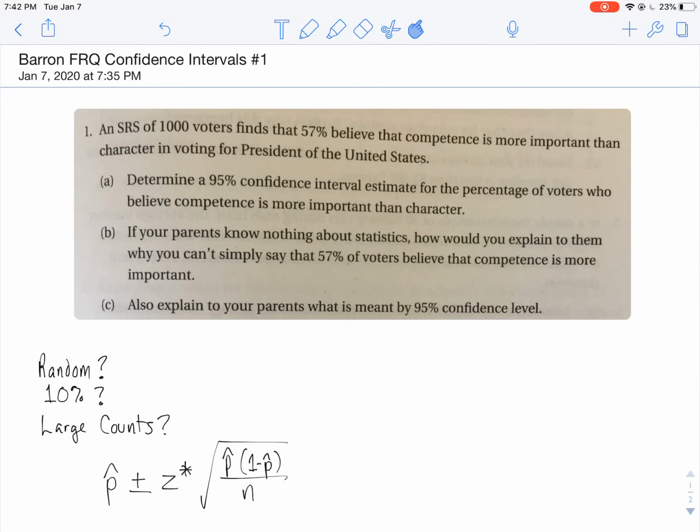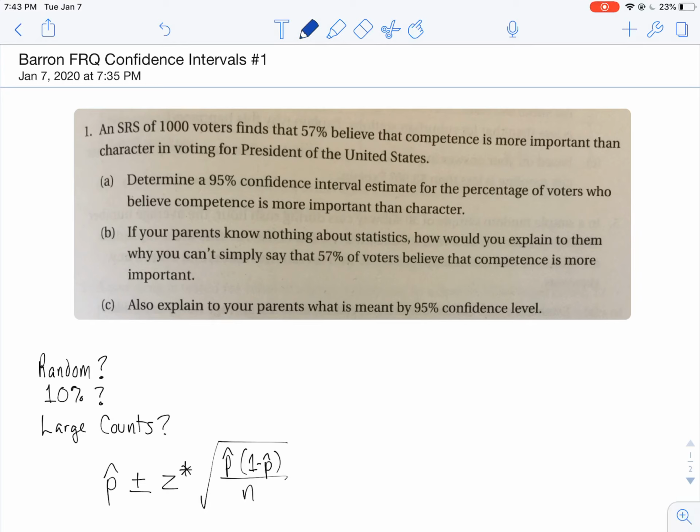We're going to go over the Barron's free-response question regarding confidence intervals, number 1. You had this for homework, where a simple random sample of 1,000 voters found that 57% believe that competence is more important than character in voting for President of the United States. Note that this is a sample. This isn't based on a census. So we had to determine a 95% confidence interval, and then we had to answer a few questions.